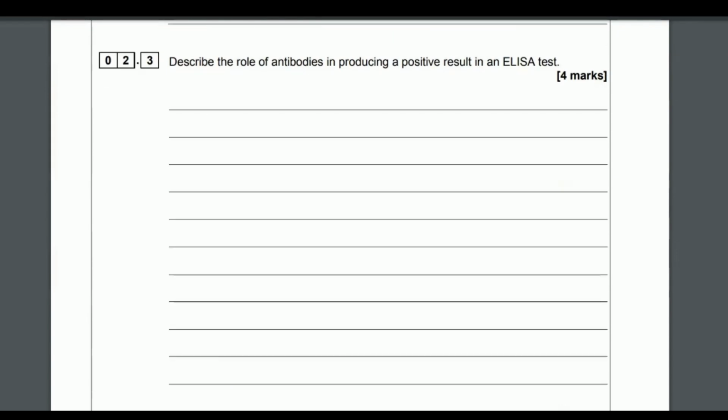Well, let's get down to the main question here. 2.3. Describe the role of antibodies in producing a positive result in an ELISA test. How do you say that? Anywho, the E in the ELISA test stands for enzyme. The L stands for linked.